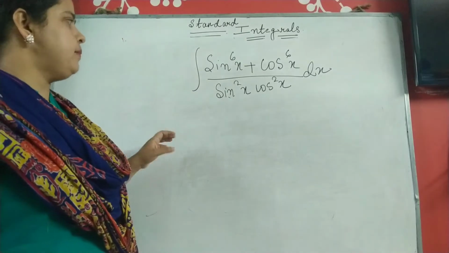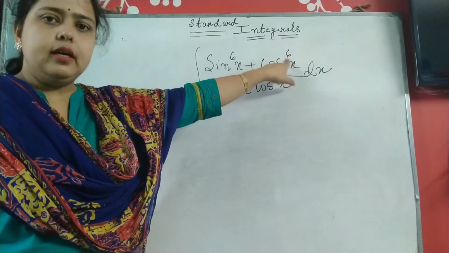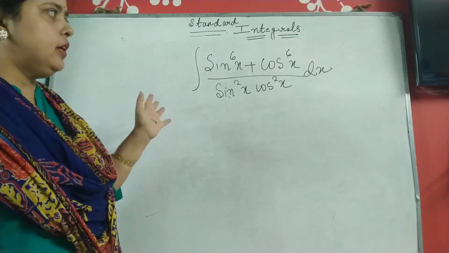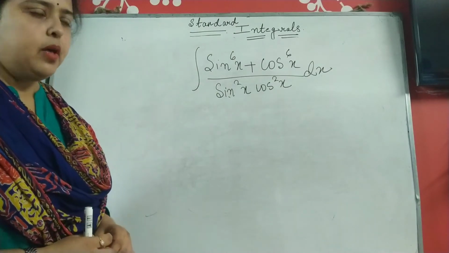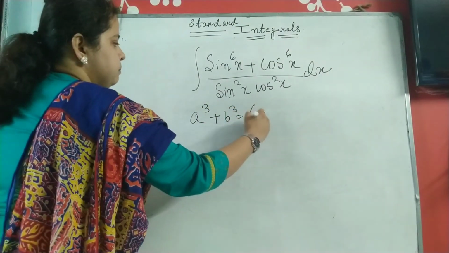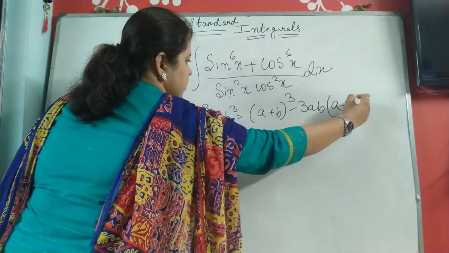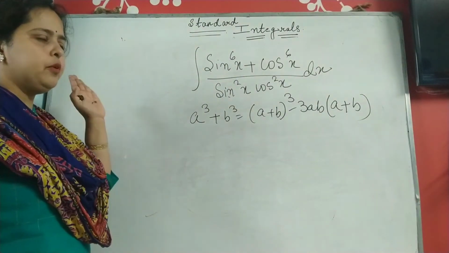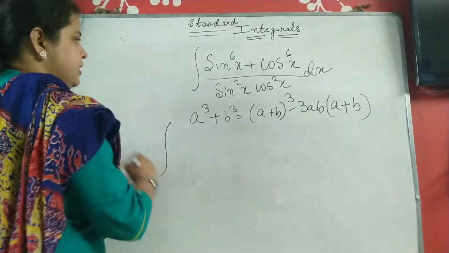So see children, here we have a numerator that is sine to the power 6. I am going to turn this entire numerator into the formula of a plus b whole cube. How can I write that particular a cube plus b cube as? I can write it like this. I hope it is understood to everybody. This is the formula I am going to use. Please keep an eye on this particular conversion of the numerator, and here it goes.